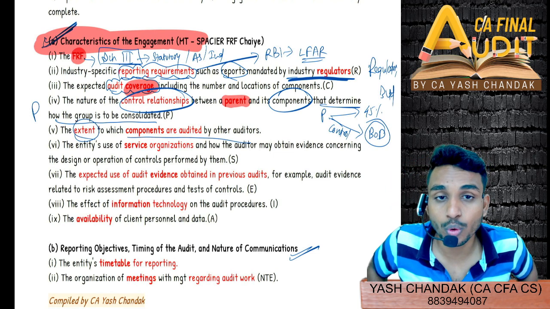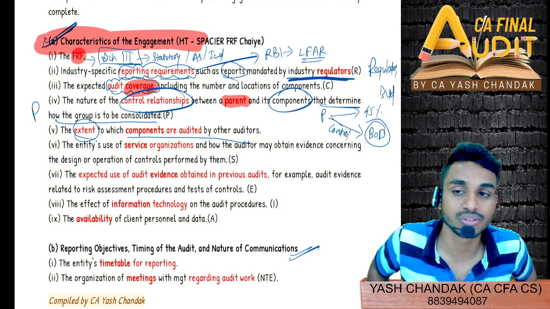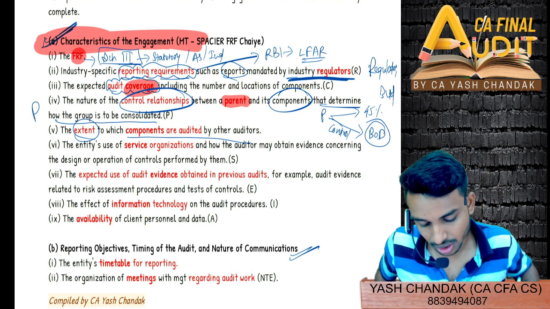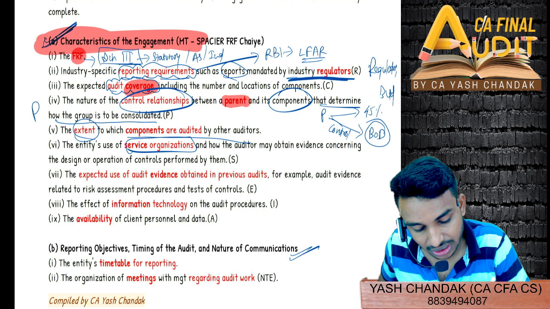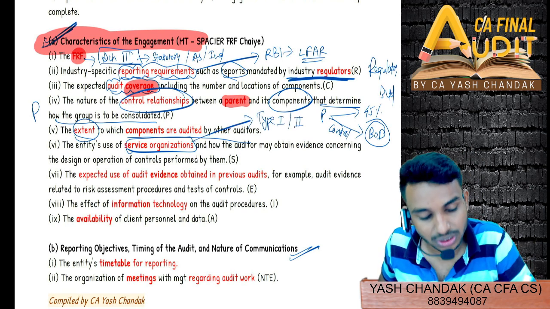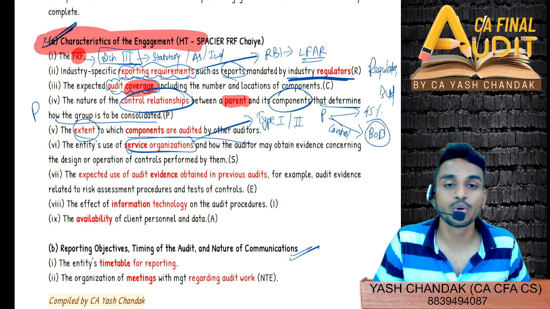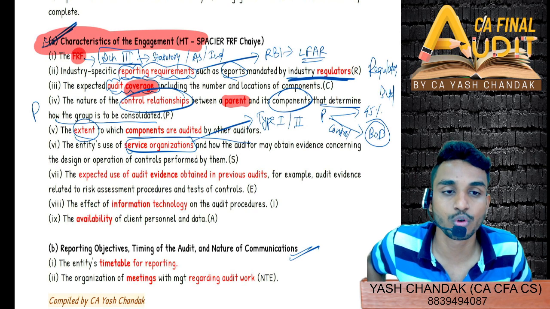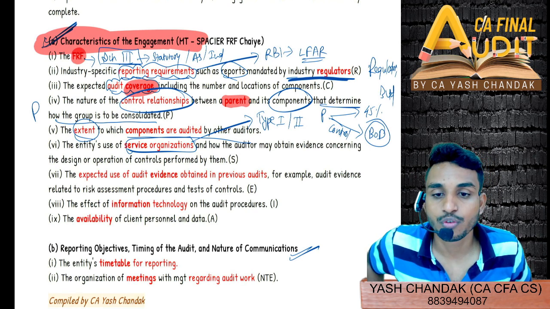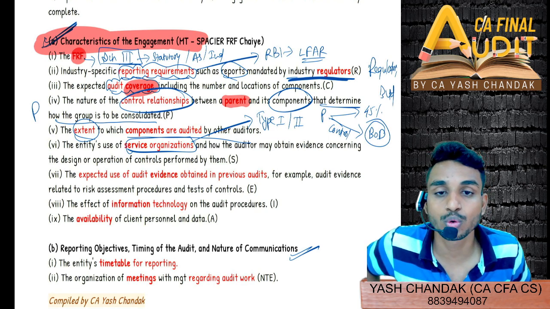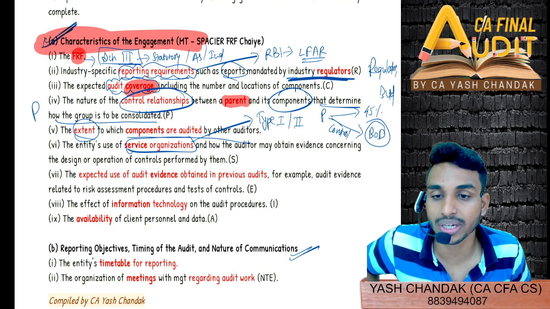So how much detail are you going into each and every subsidiary, each and every associate? To what extent? To what depth are you going to consider each and every component? Then the entity's use of service organization, this you will come across just now. For right now, type 1 and type 2, just write down, this will be covered day after tomorrow, SA 402 and SA 450. There you will come across SA 402, audit considerations in the case of service organization.